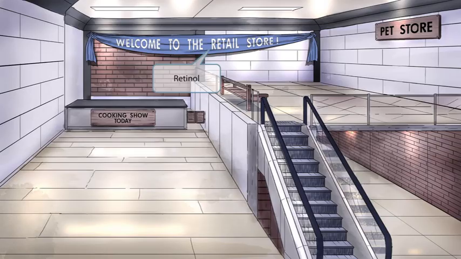Let's get started. This scene will take place in a retail store. So notice the sign on the wall that says, "Welcome to the retail store." This should make you think of retinol or vitamin A. So think retail store for retinol.